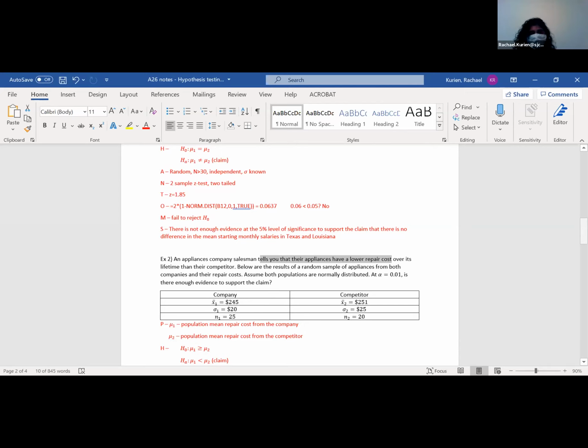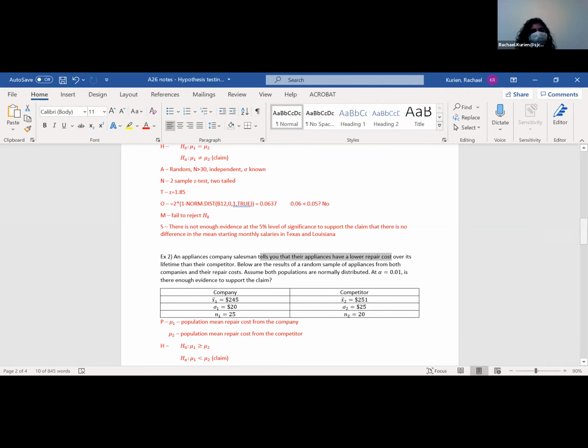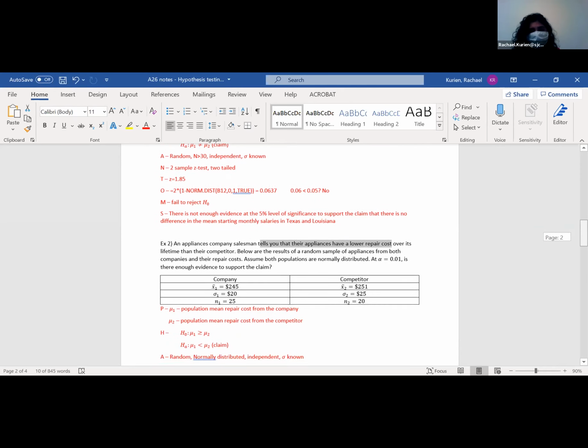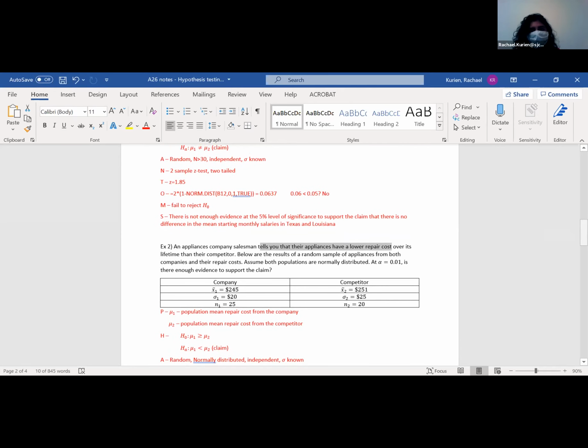All right. Now looking for our assumptions. We can see that both companies have random samples. Both are normally distributed. The population standard deviation is known for both, but how do we know that it's independent? Well, we're talking about a company and its competitor. They're not going to have any kind of the same samples because they're competing against each other.